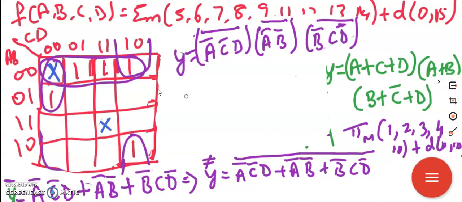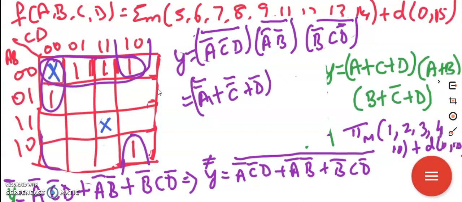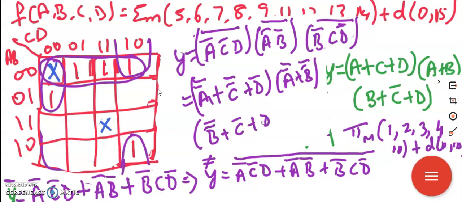Next, apply De Morgan's law. So it is A B C, the whole bar. So you can write it as A double bar plus B double bar plus C double bar plus D bar, then AND with your A double bar plus B double bar, and with B double bar plus C bar plus D double bar. That's what we get. So we'll just erase this content.